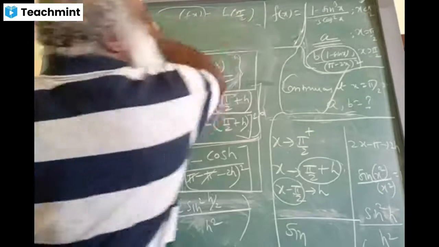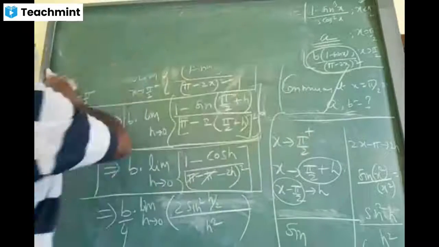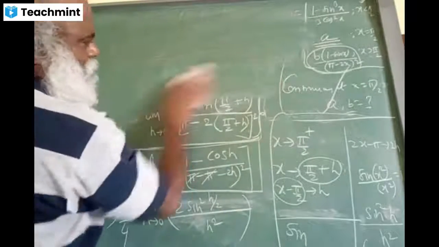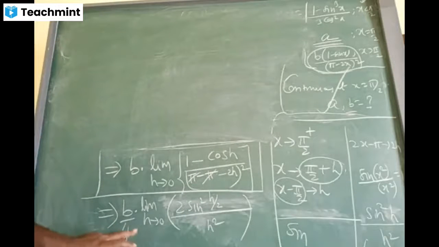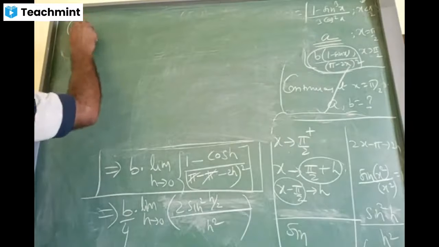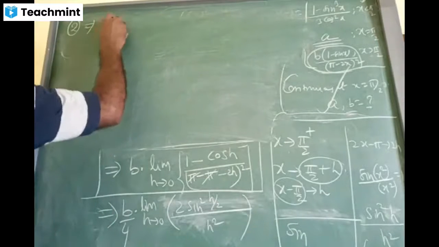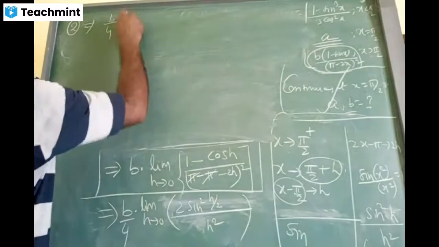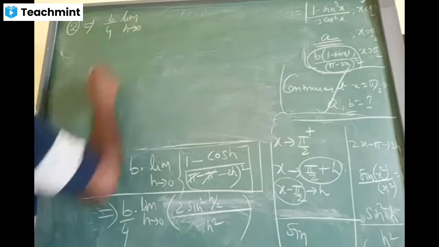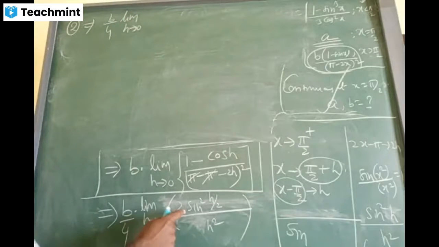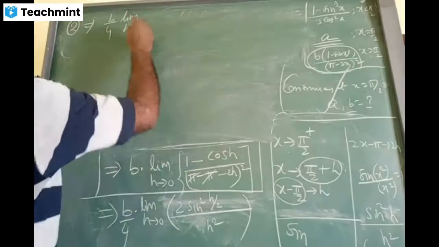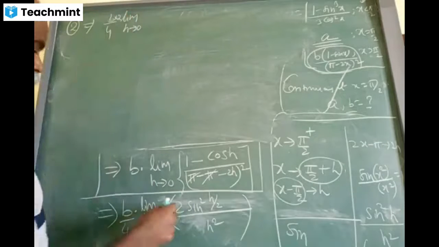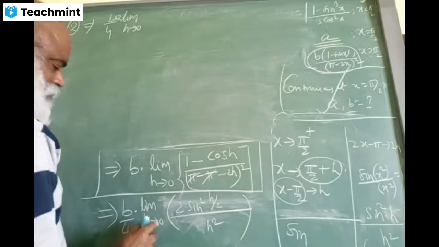So I think in this slide you have already got A is 1 by 2. Now we have to find out B. Friends, come back to this one now. The second one: b by 4 limit h tends to 0. This 2 will come out, 4 already I took out. This 2 is outside. Limit h tends to 0.